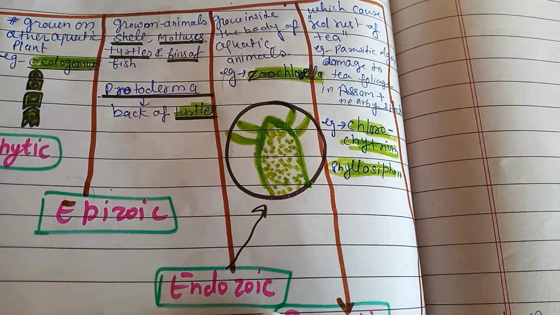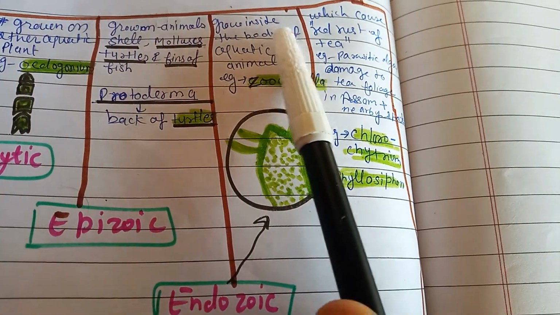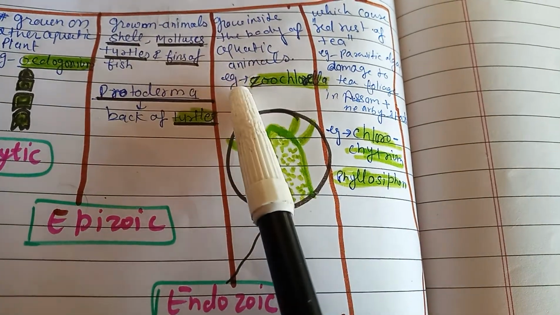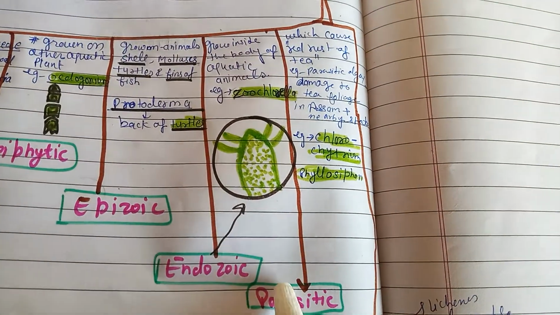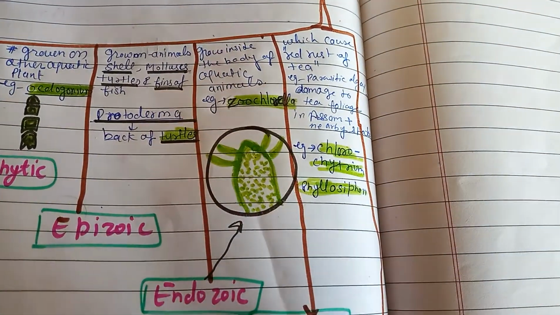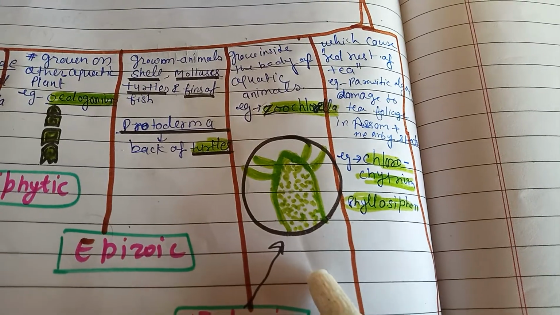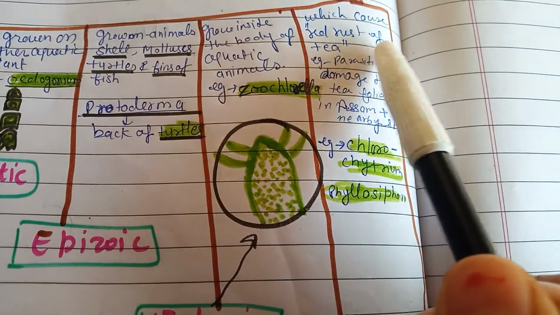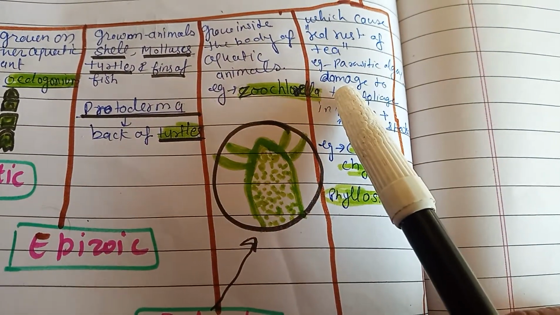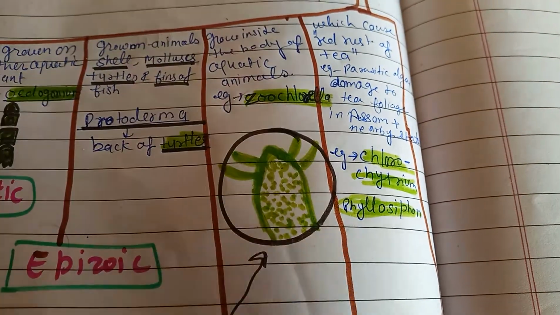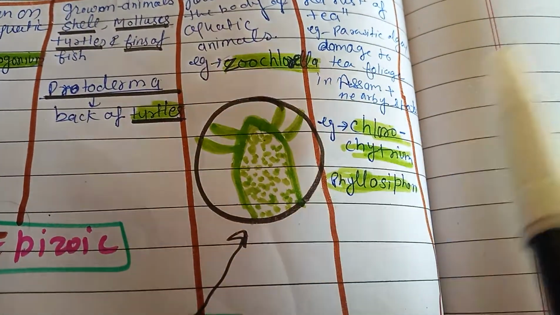Endozoic, zoic, that means zoo, animals. They grow inside the body of aquatic animals. Example, Zoochlorella. This is structure of Zoochlorella. Next is parasitic algae. Parasitic algae are those algae that grow upon other plants as a parasite. One causes red rust of tea; you can see red rust on the surface of the leaf of tea plant. Parasitic algae damage tea foliage in Assam and nearby states.